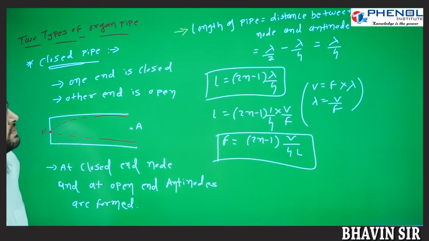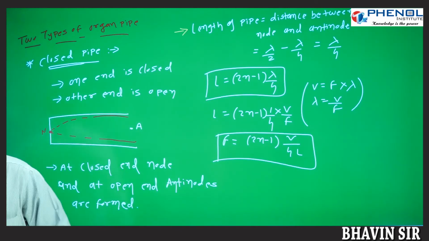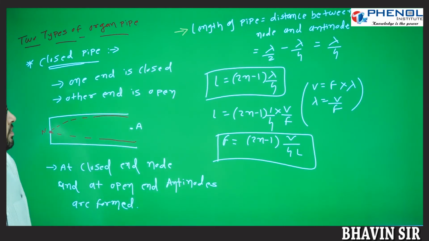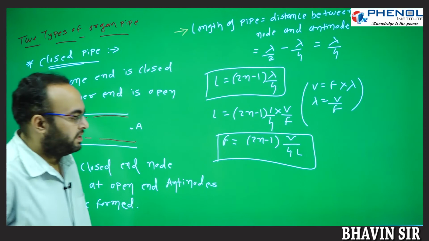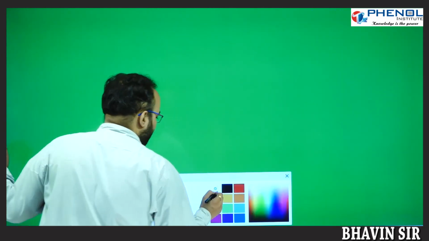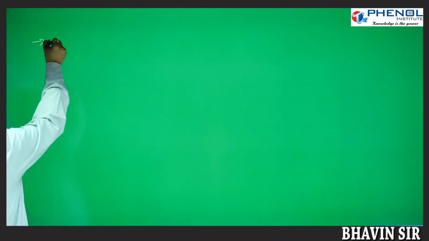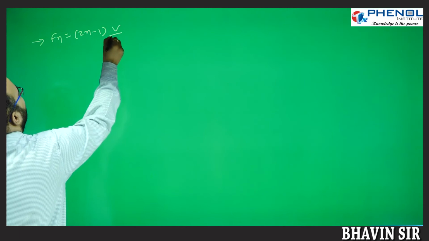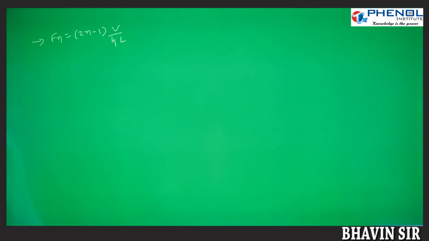Okay, so this is for organ pipe, means sound instrument. 2n minus 1 v by 4l. This is the frequency for closed pipe. Chalo, now see, what is the frequency? 2n minus 1 v by 4l.